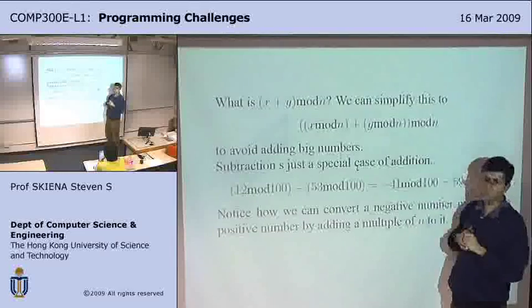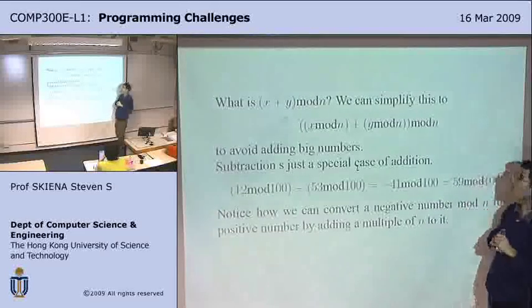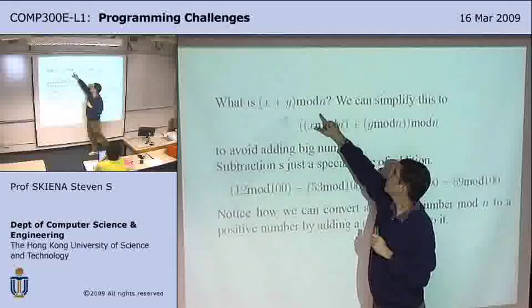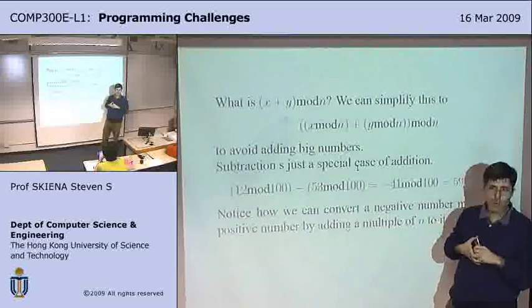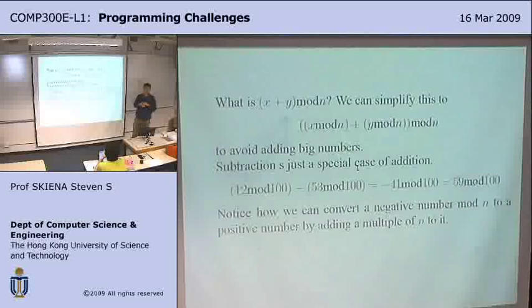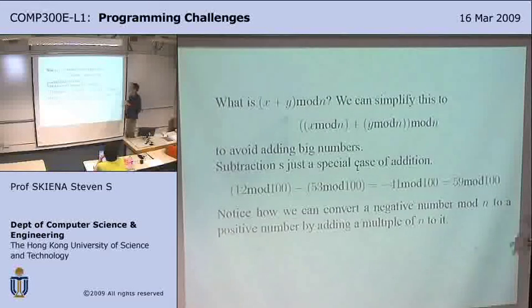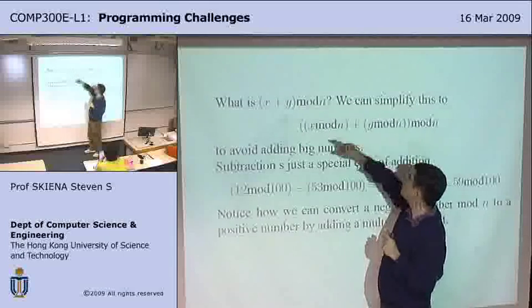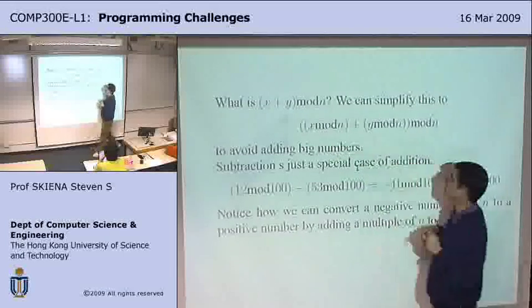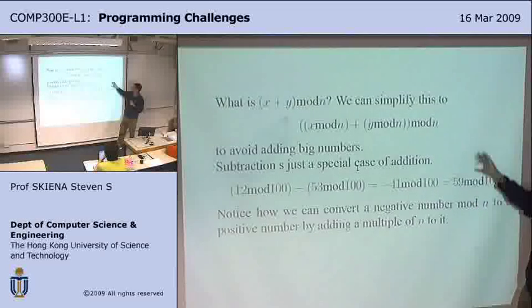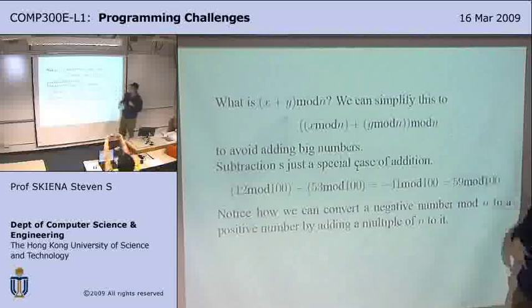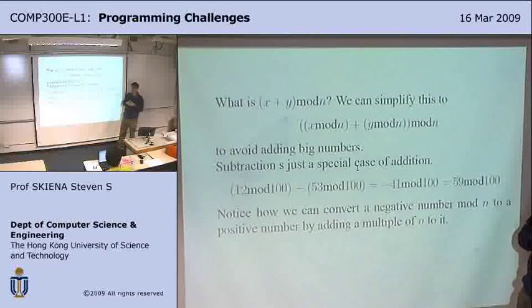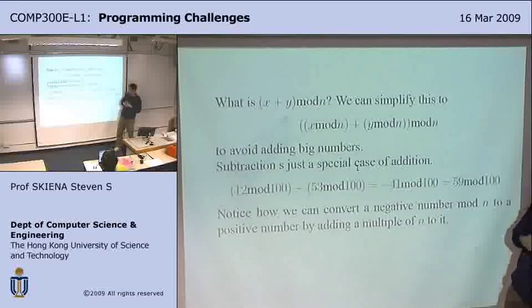What is interesting about this is that if we're interested in the remainder of two big numbers being added to each other, we don't really need to do big number arithmetic. Does everybody see that? We can take each number and work with only the remainder of it. So one of the good things about modular arithmetic is it avoids us using big numbers. We can do addition in modular arithmetic. We can do subtraction in modular arithmetic. It's a little bit more subtle.